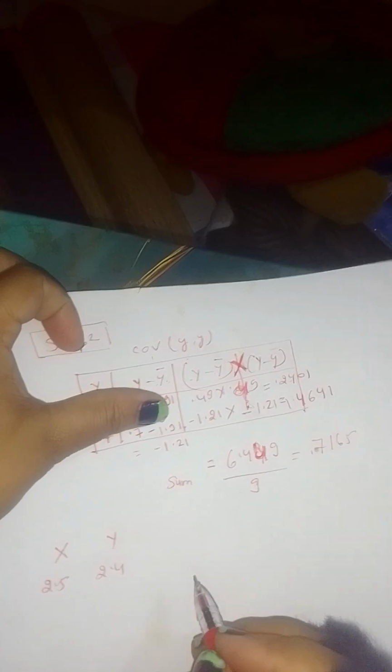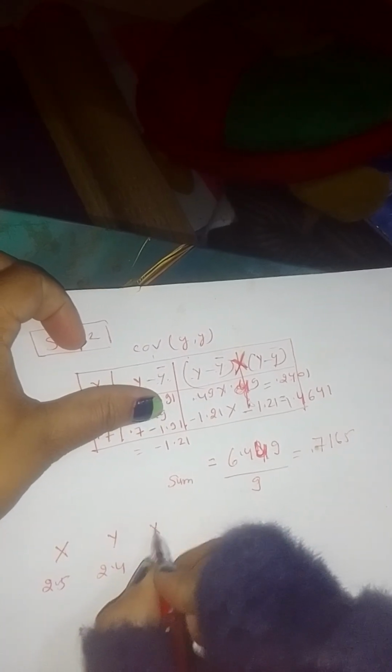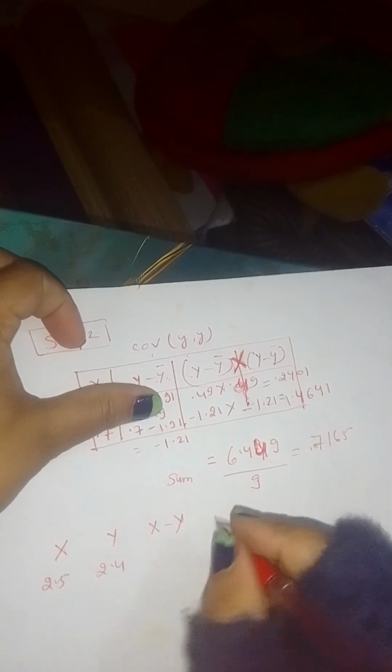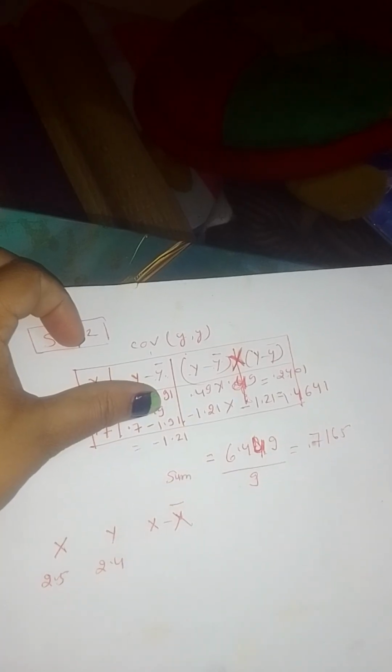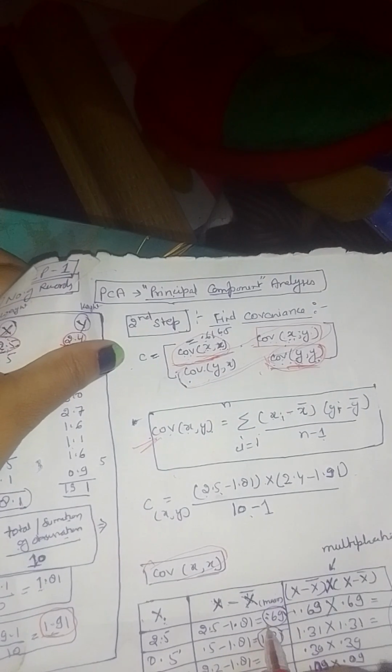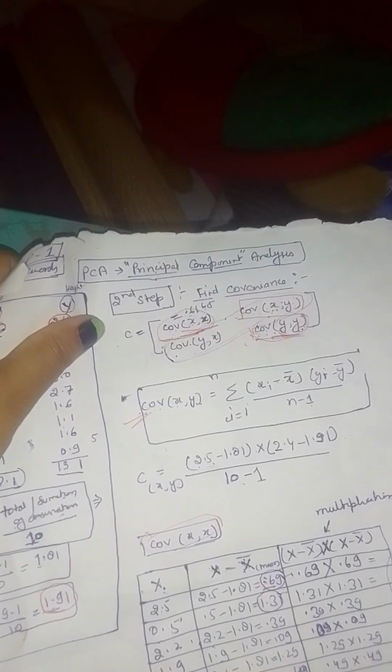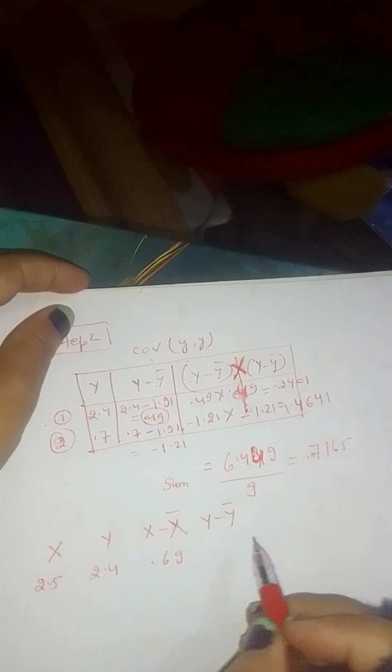Now what is x minus x bar? X minus x bar we have calculated in my previous video. X minus x bar is 0.69. Here 0.69 it is. Now we'll take y minus y bar. What is y minus y bar for 2.4? It would be minus 0.49 here. So we have calculated this also. So it would be 0.49.